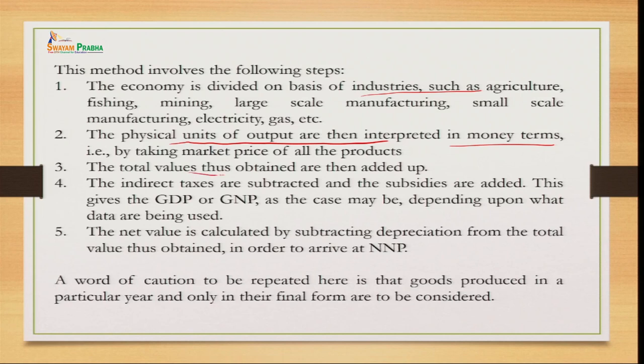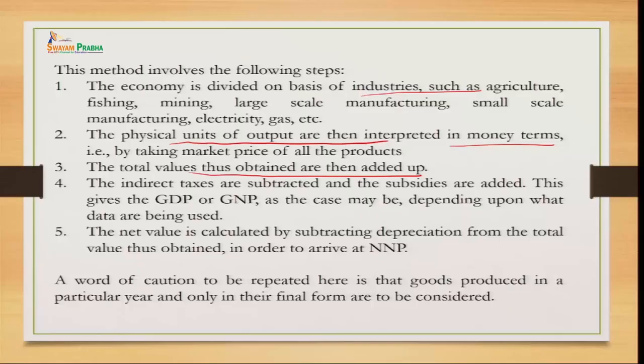Thus the value we have obtained, we add up from all the different sectors. First we divided the economy on the basis of different sectors and industries, and then we saw the output produced by all of them. We calculated the money value of all those goods and services and added them together. Then we deduct the taxes from that amount, because these taxes are payments made, and we add the subsidies given by the government, okay?